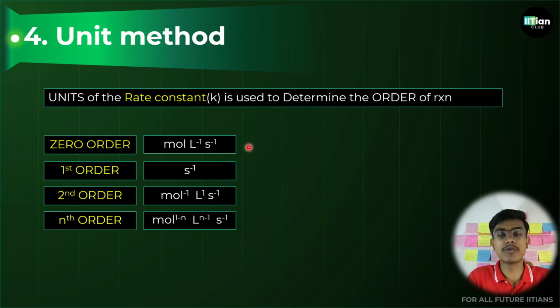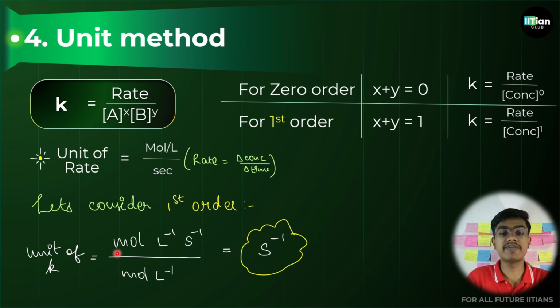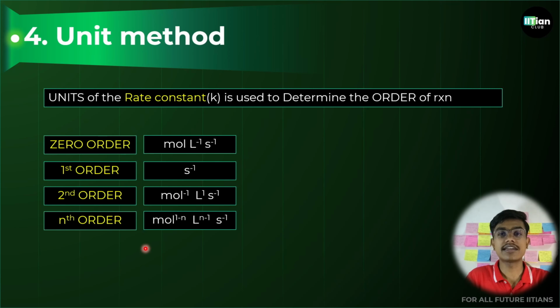This is the list of units of the rate constants. For zero order, it is moles per liter per second. For first order, it is second inverse. You need not remember this. You can practice this one or two times the same way which we did for the first order. You can do this and you can calculate and figure it out. Hope you will do this and you got this method.